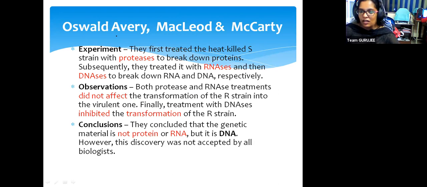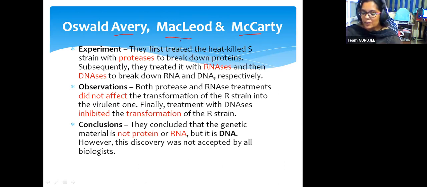After that, three scientists, Avery, Macleod and McCarty, combined to work on this Griffith experiment. They needed to find out what that something was. Griffith had concluded that something had been transferred from one cell to another, but these scientists had to confirm what it was. So they were ready to study it.